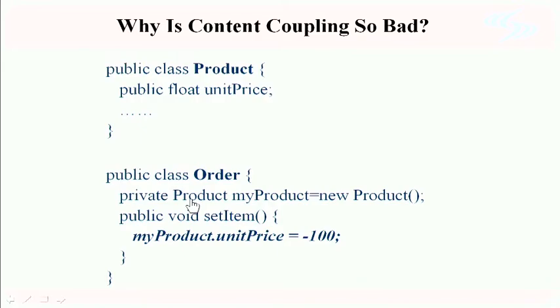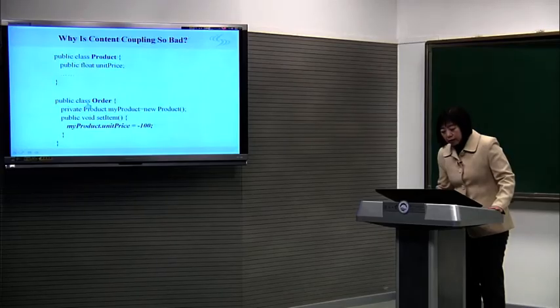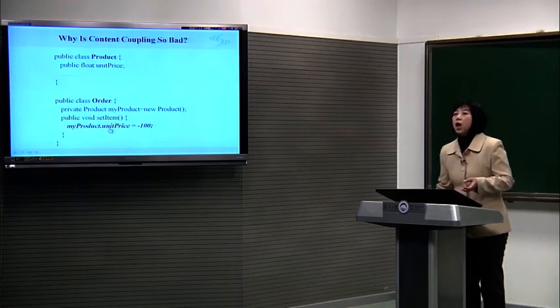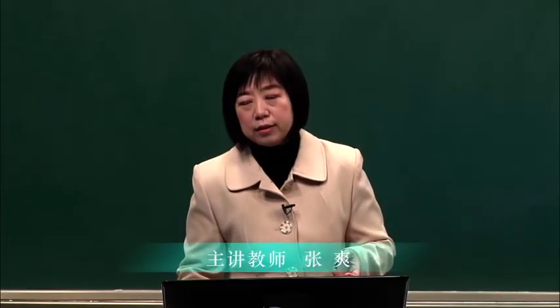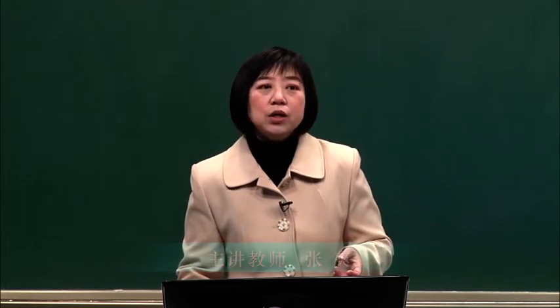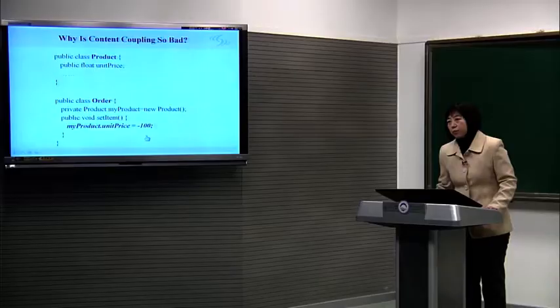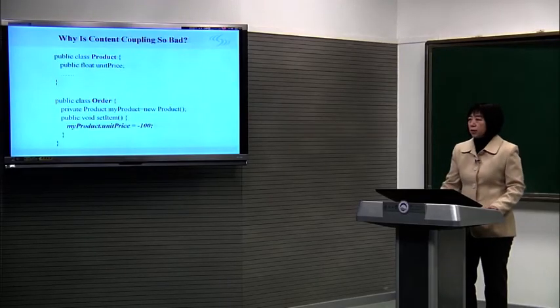So you can see that this class, or this module Order, accesses the data, and the data is also part of the content of another module, Product, right? Okay, so this is content coupling. How is it? Do you think it's good or bad?